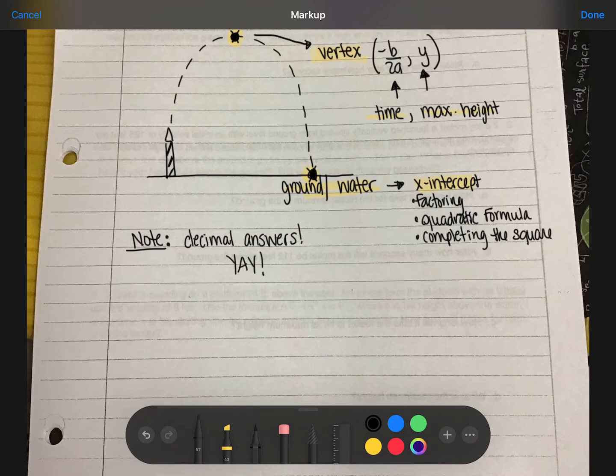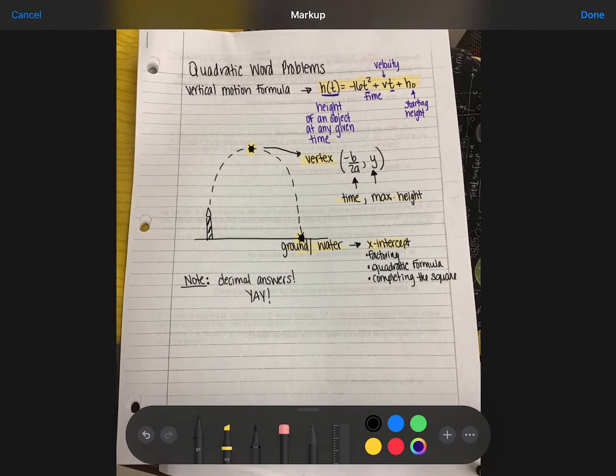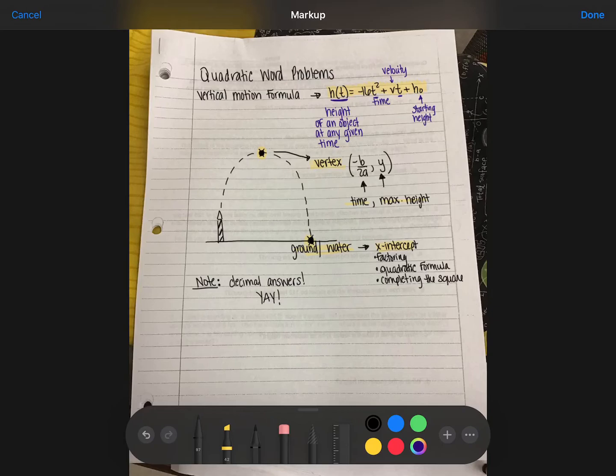No more simplifying radicals. That means you can take this entire problem and shove it into the calculator and get your answer in a decimal. You don't have to worry about simplifying the radicals. All right, but again, that's only for word problems. So let's take a look at some examples. Remember, we're going to be finding the vertex and finding the x-intercepts, but we have to make sure we find the piece that it's looking for.